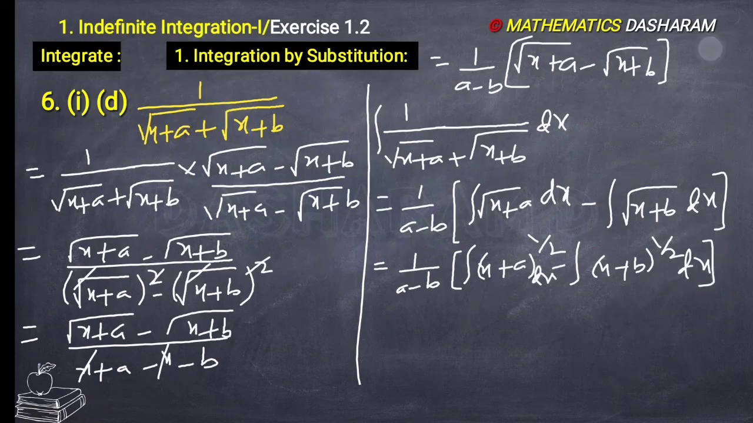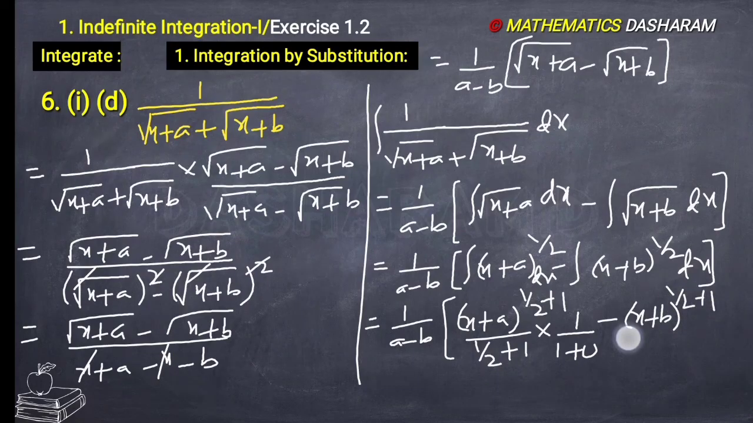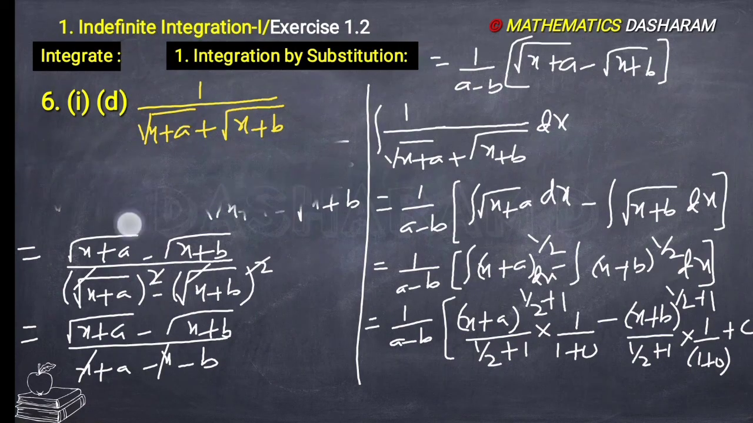So 1 by a minus b, here (x plus a) whole power 1 by 2 plus 1 divided by 1 by 2 plus 1 and divided by the derivative of x plus a, which is 1 plus 0, minus here (x plus b) whole power 1 by 2 plus 1 divided by 1 by 2 plus 1 and divided by the derivative of x plus b. So the derivative of x plus b is what? 1 plus 0, and add one constant c.